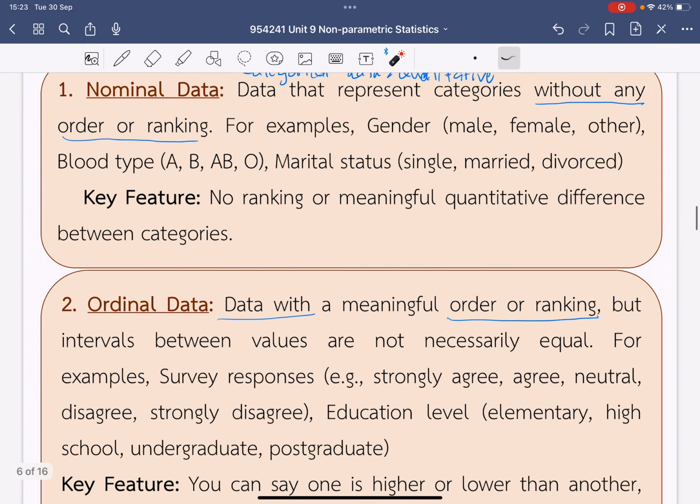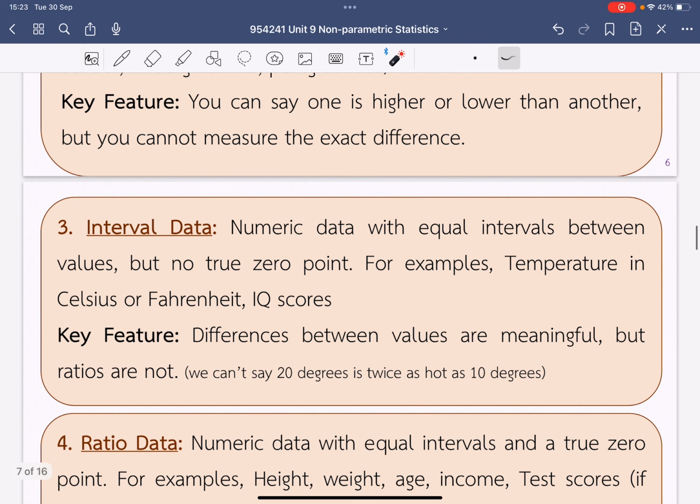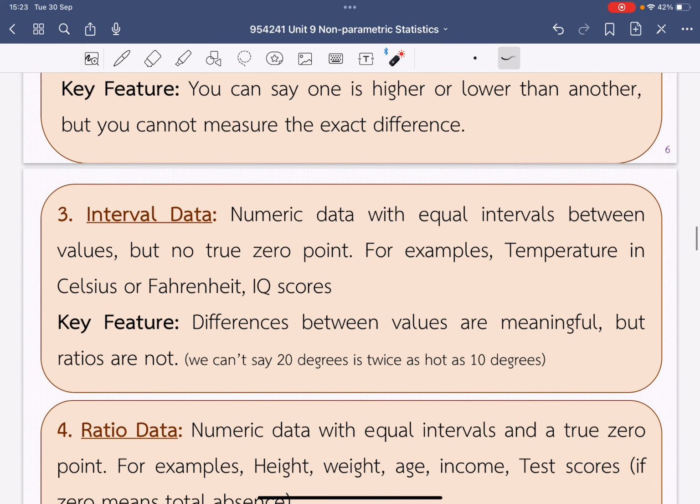They are qualitative or categorical data that can be ranked. Next, the third type is interval data. Interval data is the data with numbers, numeric data. With numbers you can do a parametric test. It's numeric data with equal intervals between values, but no true 0 point.